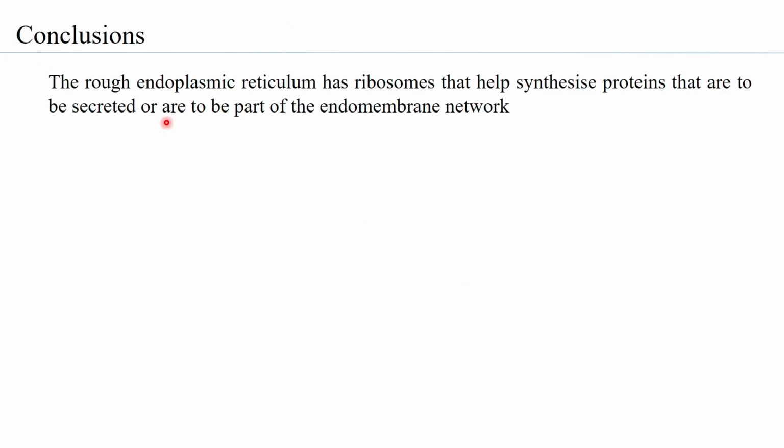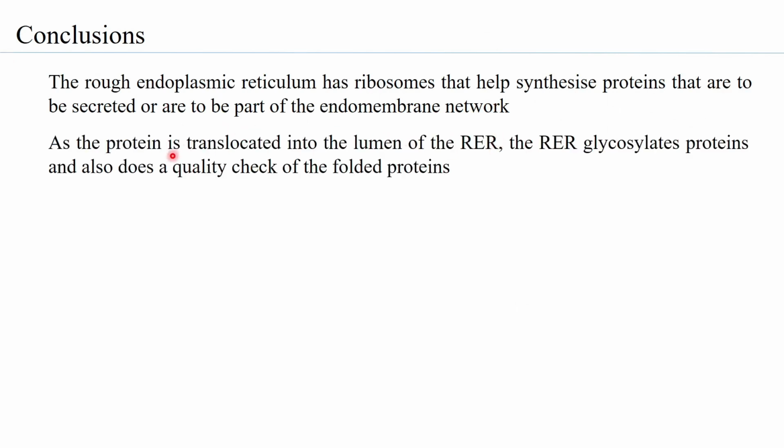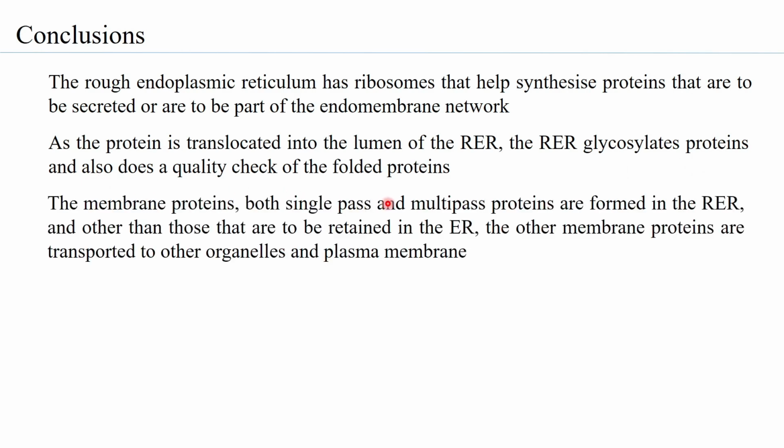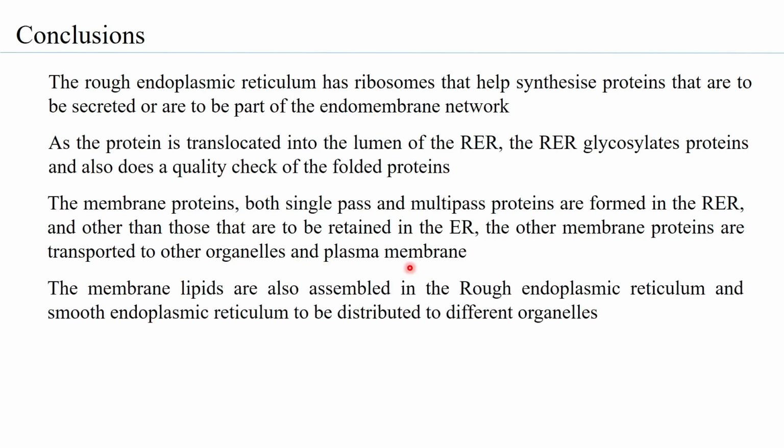So let us make the conclusions. The rough endoplasmic reticulum has ribosomes that help synthesize proteins that are to be secreted or are to be part of the endomembrane network system. As a protein is translocated into the lumen of the RER, the RER glycosylates the protein and also does a quality check of the folded proteins. The membrane proteins, both single pass and multipass proteins, are formed in the RER, and other than those that are to be retained in the ER, the other membrane proteins are transported to other organelles and the plasma membrane.